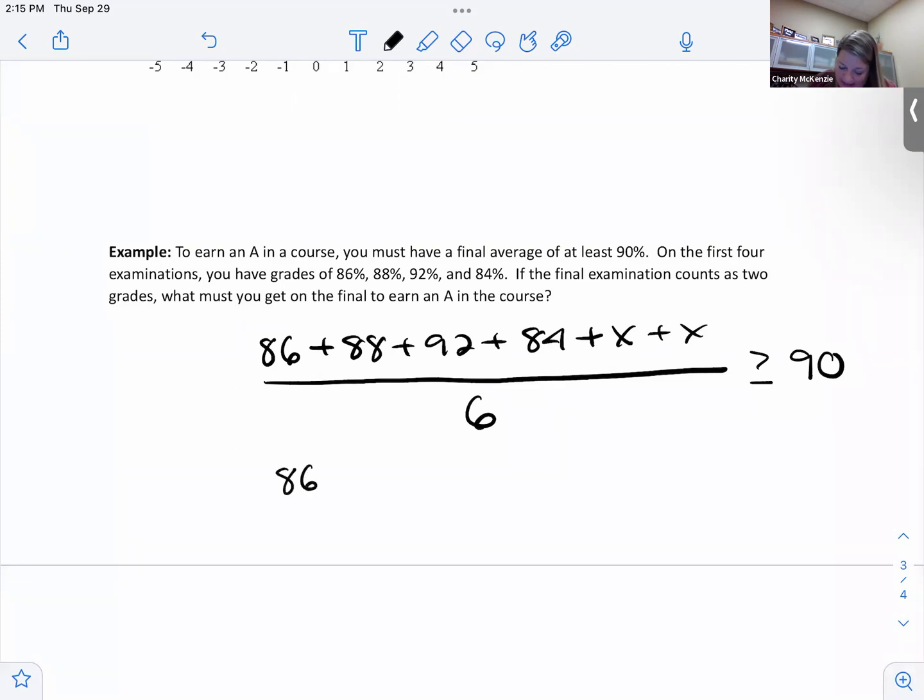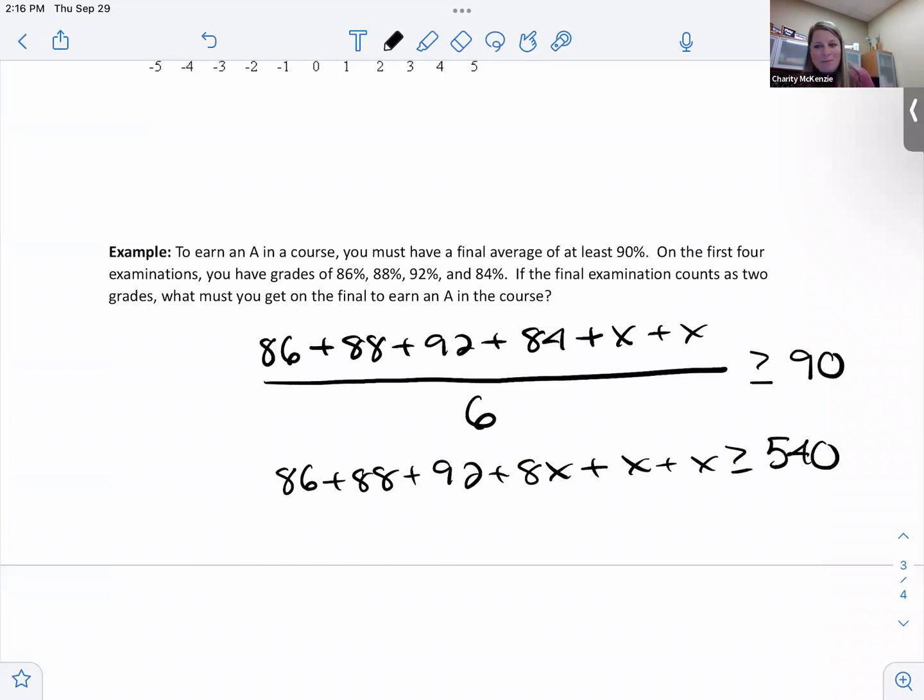So here's where I'm at. I have 86 plus 88 plus 92 plus 84 plus x, plus 2x is greater than or equal to 540. What does that number 540 really represent? It represents how many points you had to earn on the 6 exams to get the 90. Okay, now let's simplify that left side.